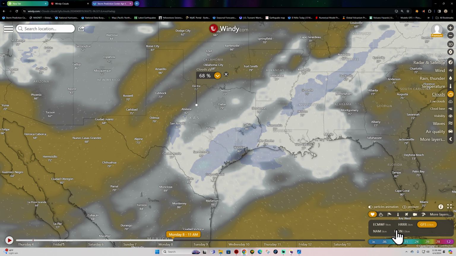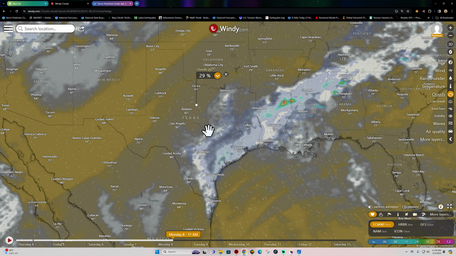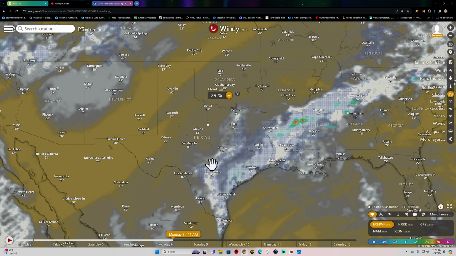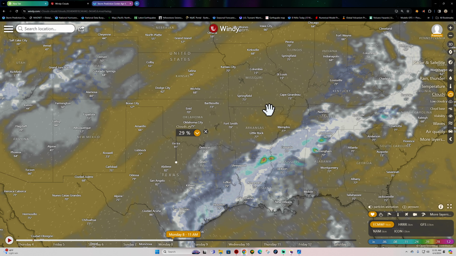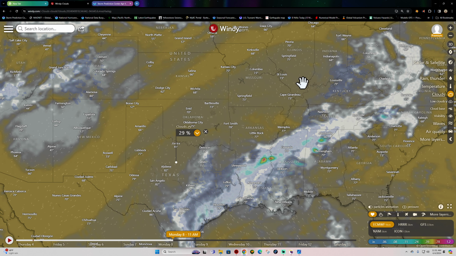Let me bring back the ECMWF model. This one here, I mean, it's decent. Some high clouds out there, but the majority of Texas out here is not going to be in a clear zone. Potential area is going to be further up here, up north, around Arkansas, Illinois, Indiana, maybe. These are roughly high clouds.